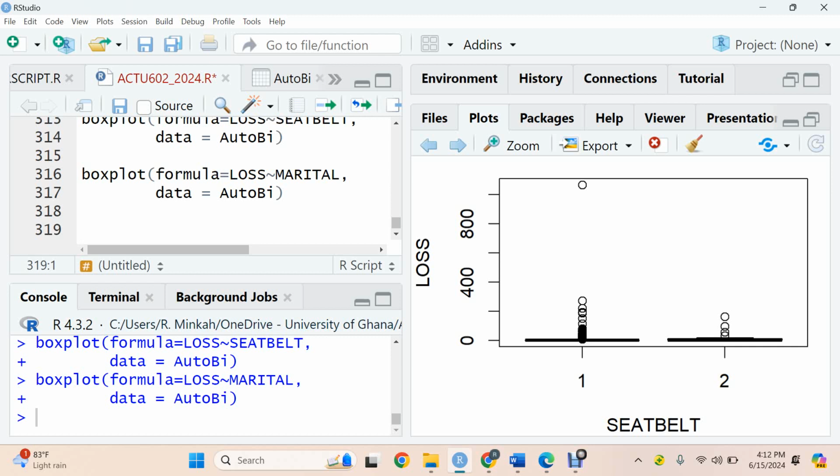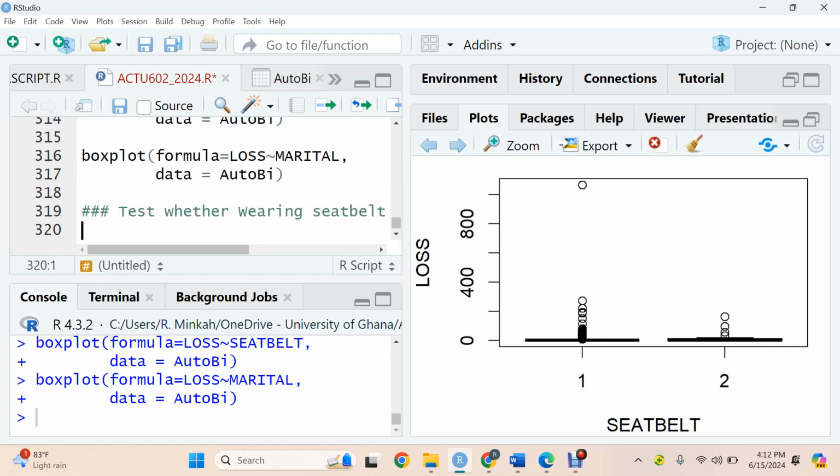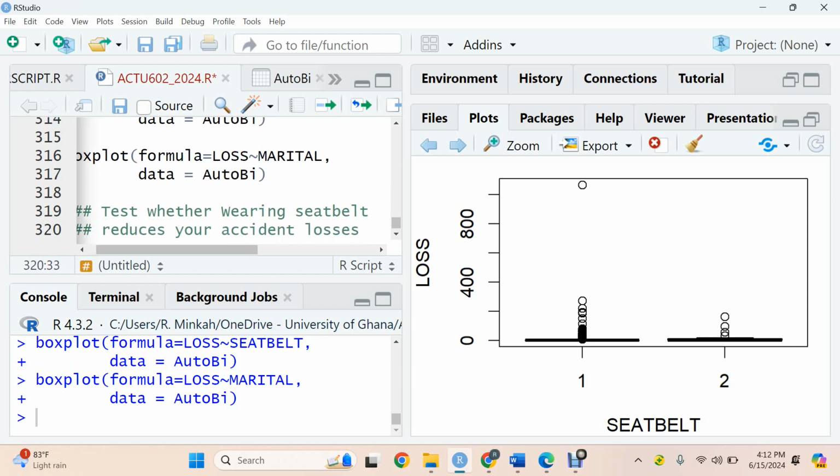Okay. So we want to test whether wearing seat belt reduces your accident losses. This can be something that, if you are the insurance company, you want to know. Is that okay? Now, we need to set a hypothesis and test it, right? We see that they are independent.